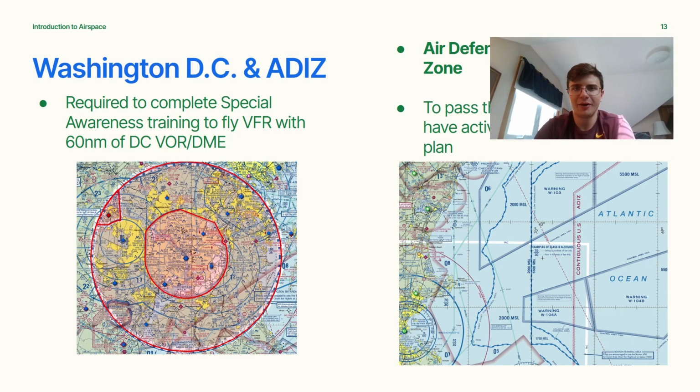Next, let's talk about ADIZ, our Air Defense Identification Zone. Our ADIZ, you can find it along our coastlines. Essentially what it marks is our airspace. So you can see it's right here, contiguous U.S. ADIZ. In order to enter through the ADIZ to come into the United States, you must have an active IFR or VFR flight plan. The keyword being there, active.